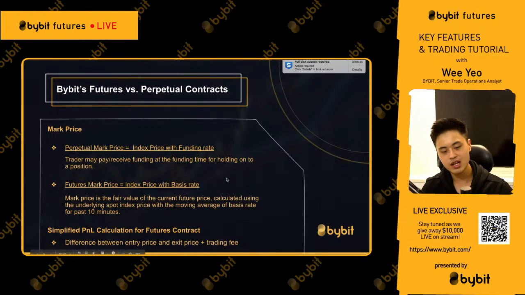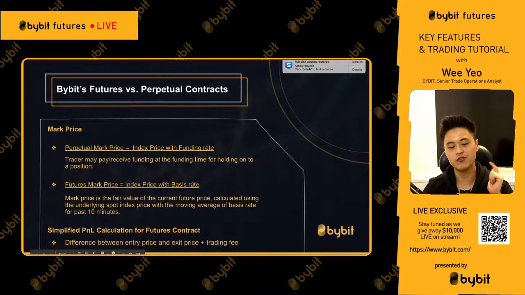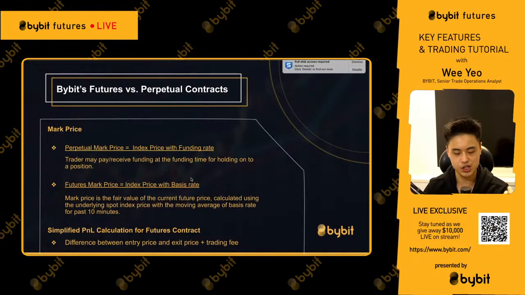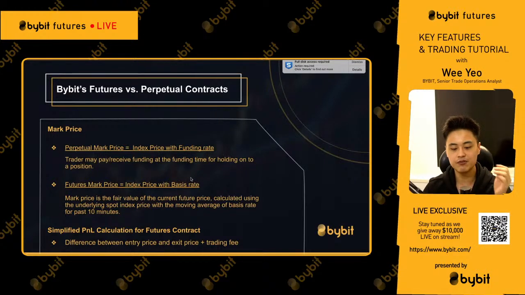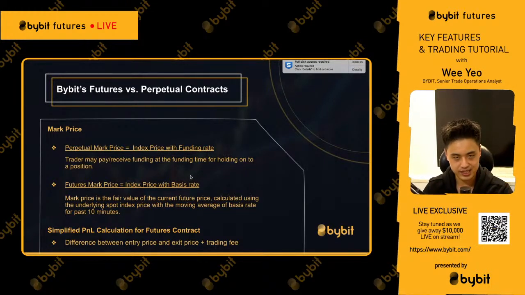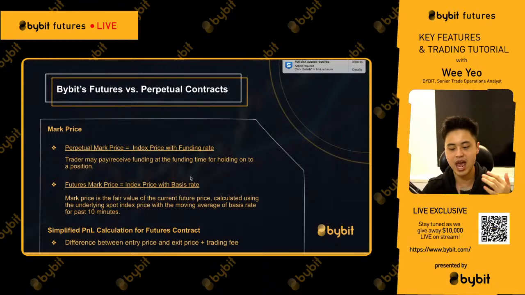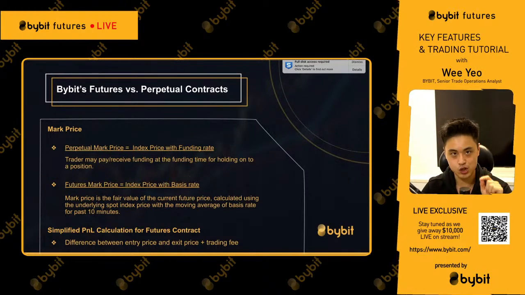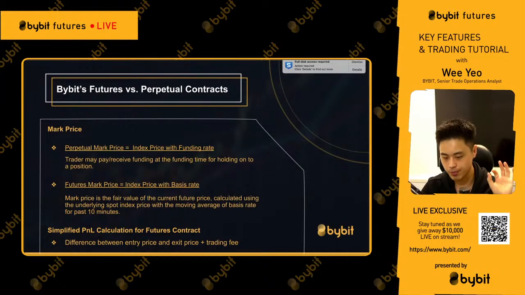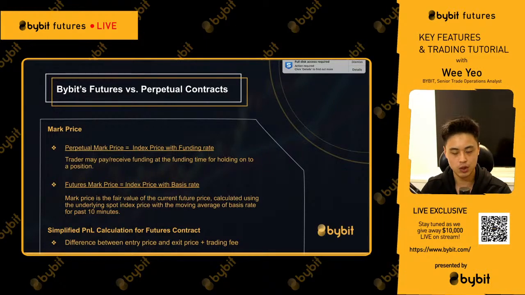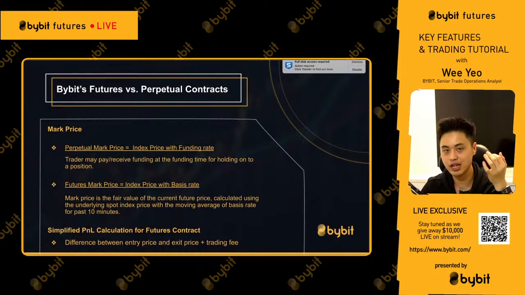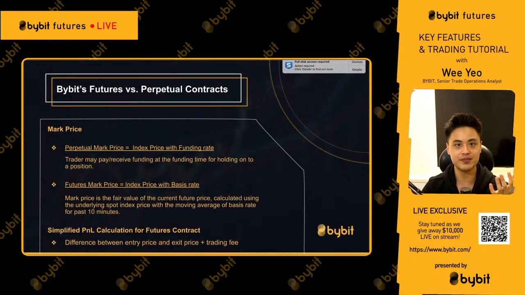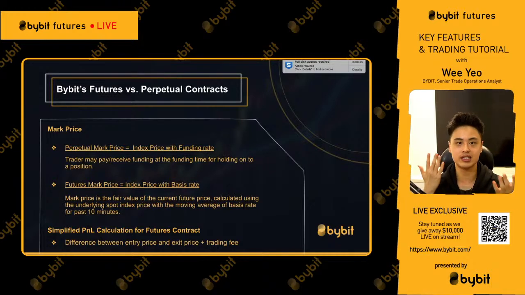One more key thing for futures is that it is a lot simpler in terms of the P&L calculation. It is basically the difference between the entry price and the exit price, with any trading fee involved. Do remember, whenever you make an entry, there may be a fee or a rebate. Likewise for exit: when you make an exit, there may be a fee, take a fee or make a rebate, depending on how you use your order type.